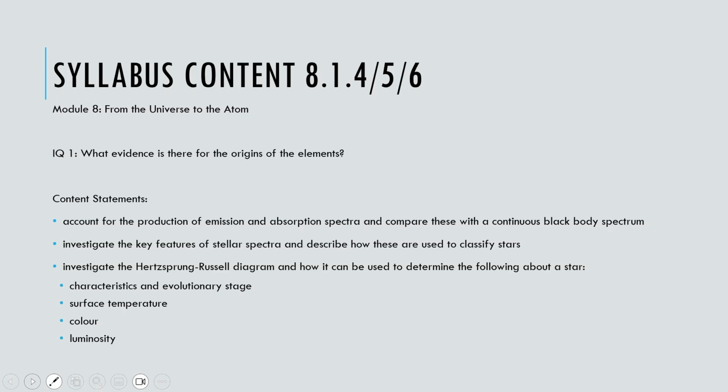So in this video, we're going to revisit concepts around the emission and absorption spectra of stars and how we can analyze that spectra to learn more about stars in our galaxy and beyond. We're going to look at the features of stellar spectra and how we can use that to group and classify stars, and how that all fits with the Hertzsprung-Russell diagram, the HR diagram, which can help us to understand and visualize characteristics of stars, where they sit in their evolutionary stage. And that's based on properties such as surface temperature, color, and luminosity.